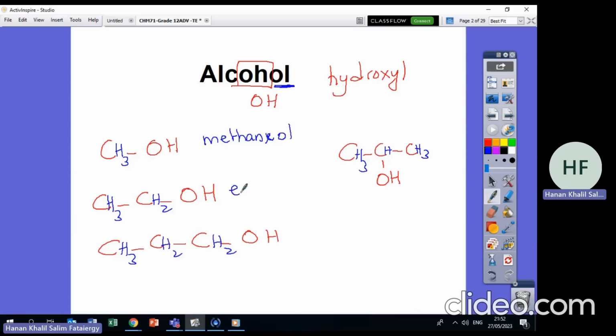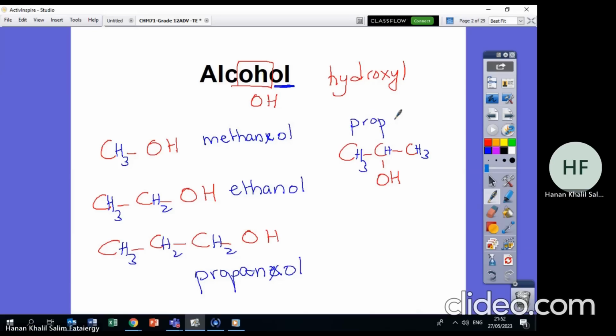Now 2 carbons is ethane. I will not write the E and I will put ol, so it will be ethanol. Now 3 carbons will be prop. Between them single bond, so this is ane. I will remove the E and I will put ol, so the name is propanol. And this one is also propanol. Okay, but where is my OH? If my OH is at carbon number 2, so I will say 2-propanol.